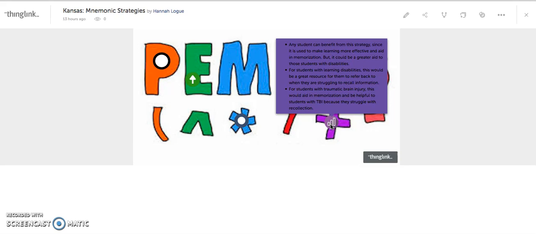But for students with traumatic brain injury, this would aid in memorization and be helpful for those students with TBI because they struggle with recollection of information. So if they can remember something important to them, say that they use a dog to symbolize anything that they're struggling with remembering, then the memorization may come quicker to them.